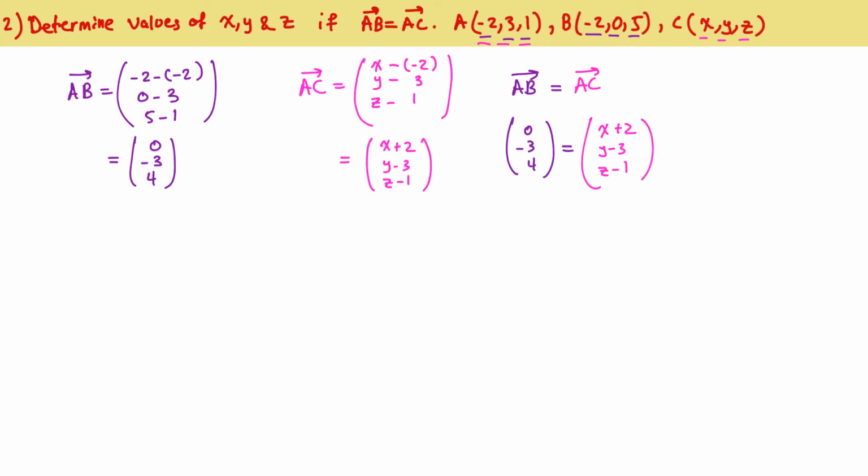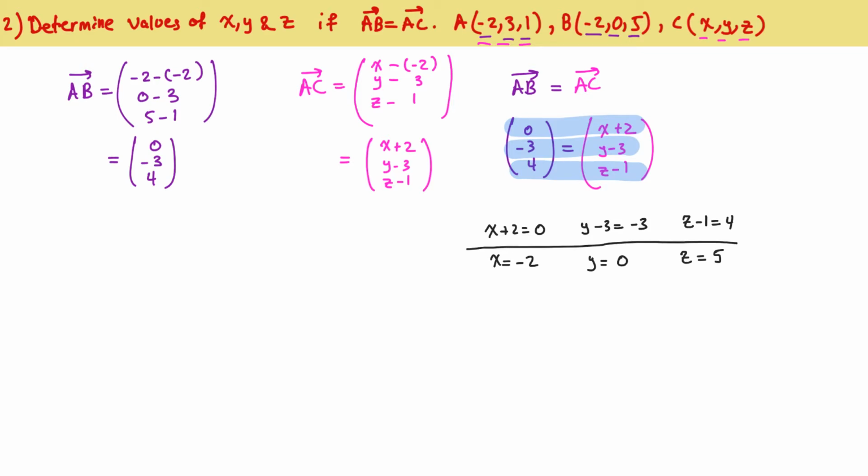Now, I'm going to use a highlighter to show you the different sections of this. So we got 3 different equations here. My first equation says x plus 2 is equal to 0. The second one says y minus 3 is equal to negative 3. And the third one says z minus 1 is equal to 4. For the first one, I'm going to subtract 2 from both sides: x is equal to negative 2. For the next one, I'm going to add 3 to both sides: y is equal to negative 3 plus 3, which is 0. And for the last one, I'm going to add 1 to both sides, so z is equal to 4 plus 1, which is 5.